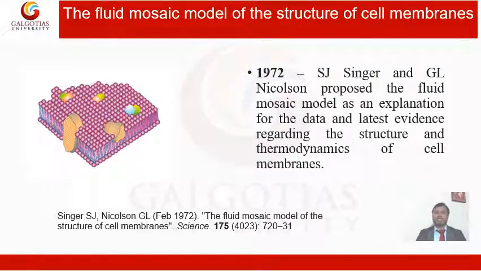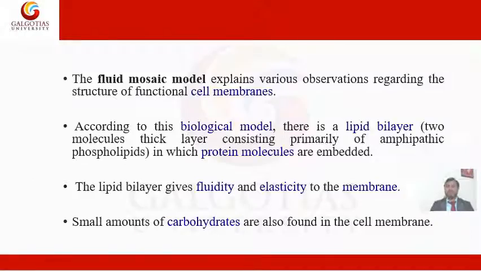So the fluid mosaic model was proposed in 1972 by Singer and Nicolson, and it was published in the most prestigious journal, Science. It revealed the integral membrane protein. The unique property of the cell membrane is the integral membrane protein, which is responsible for the movement of the ions. The fluid mosaic model explains various observations regarding the structure and function of the cell membrane.